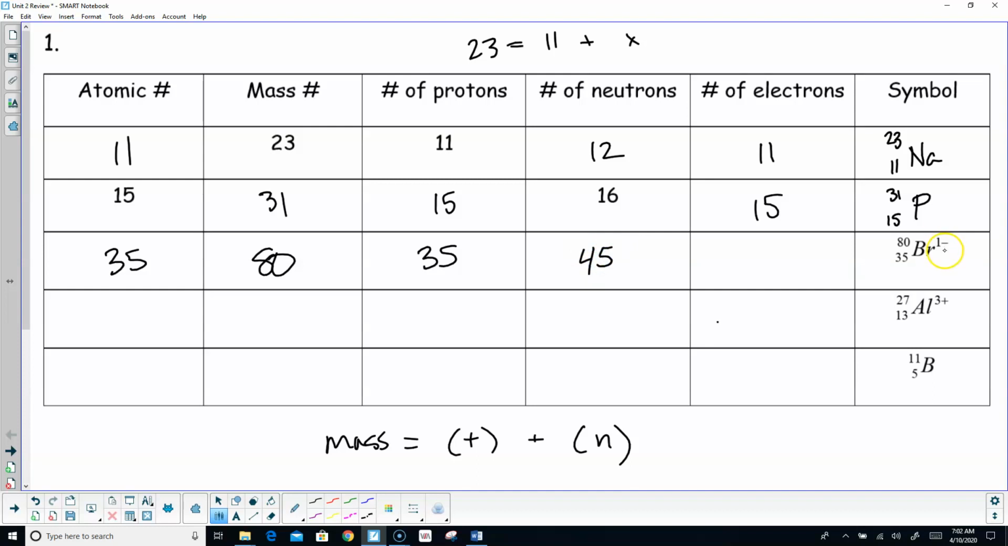Number of electrons, so this is -1. That means I have one more electron than proton, because electrons are negative, protons are positive. If this is 35, this has to be 36.